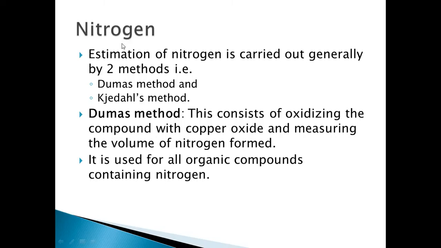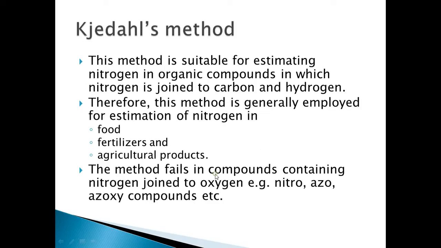In the case of nitrogen, the amount of nitrogen in the compound can be estimated generally by 2 methods. One is known as Dumas method. The other is the Kjeldahl method. In Dumas method, this consists of oxidizing the compound with copper oxide and measuring the volume of nitrogen formed. That is in Dumas method. And this method is used for all organic compounds containing nitrogen.